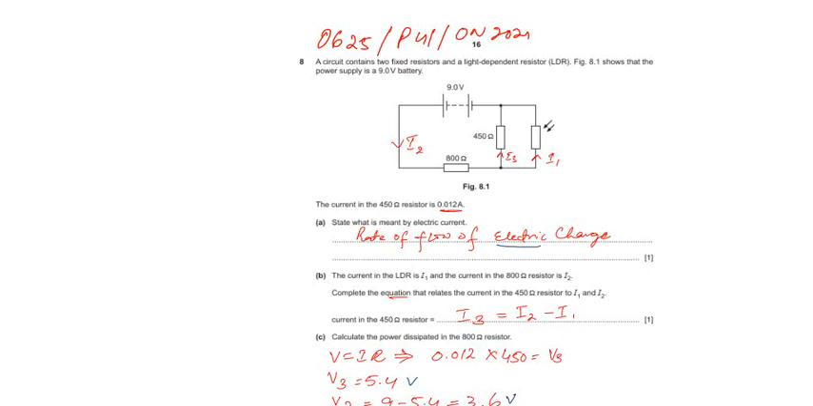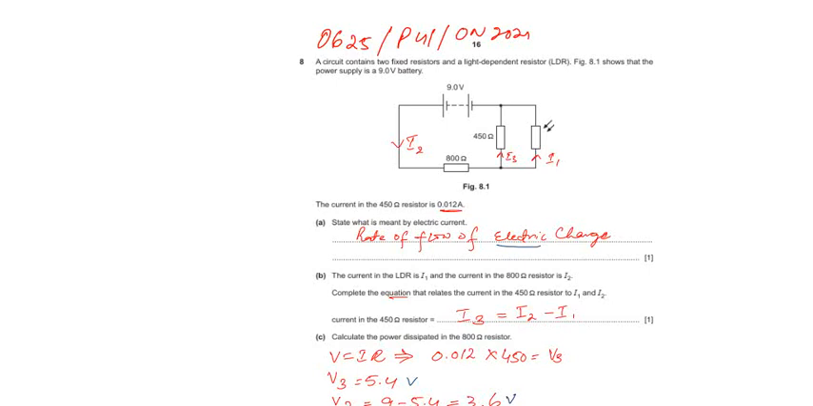So state what is meant by electric current. Here is the catch. Electric current. We know the rate of flow of charges is the current, but they ask state what is meant by electric current. So we need to use that word electric in our answer. Rate of flow of electric charge is the electric current, right?